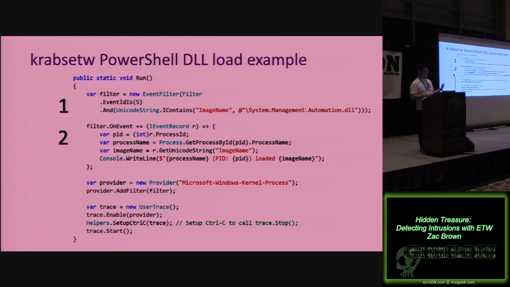We're going to pull out the process that did it, the PID. We're going to pull out the process name by asking the process class in .NET to get it for us. It's not available on the event, unfortunately. We're going to pull out the image name, and then we're going to print out that data. Steps 3 and 4 are the same as before. Nothing special there. We're just turning on the provider, turning on the trace, and starting it.